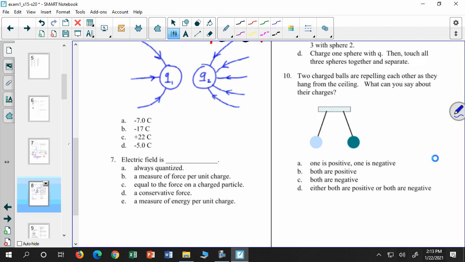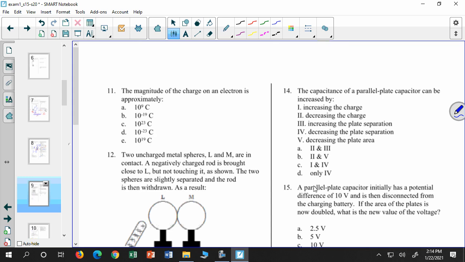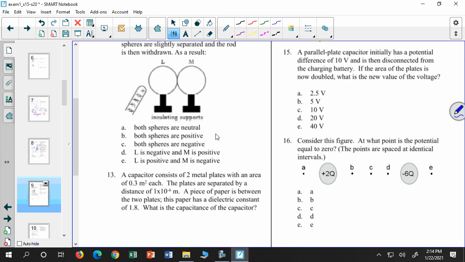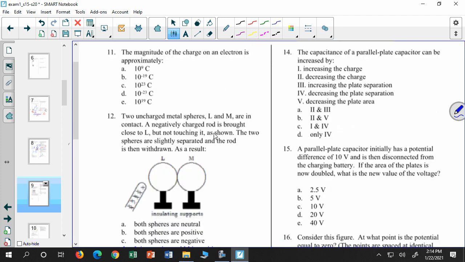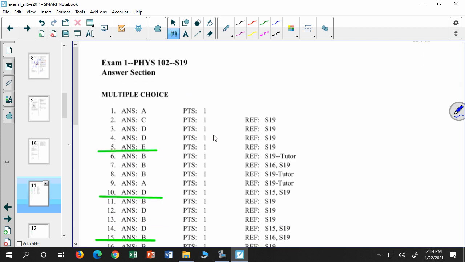What can you say about the charges on these 2 charged balls? They're the same, right? They're either both positive or they're both negative. So make sure that you get that it's either or. Okay, this other stuff is new. We'll wait for that.